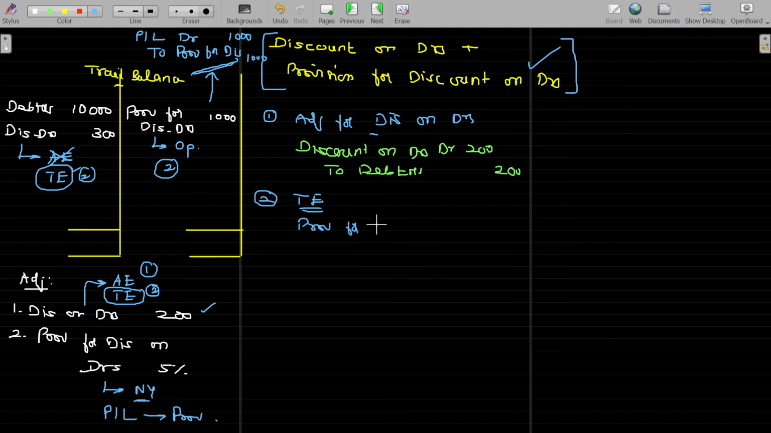Provision for discount on debtors account debit, to discount on debtors. The discount on debtors in total being 300 plus 200, 500 rupees. But how much is the provision we already have? 1000. We already have 1000, but we are in need of only 500. Then the difference should be transferred to the P&L account. Surplus we have. Shortage means the P&L account is debited. Here we have a surplus, so it is credited to the P&L account.